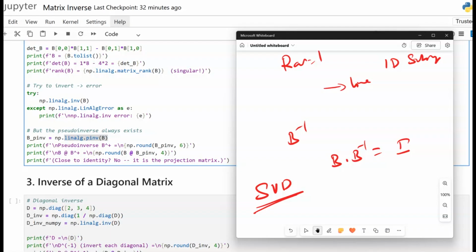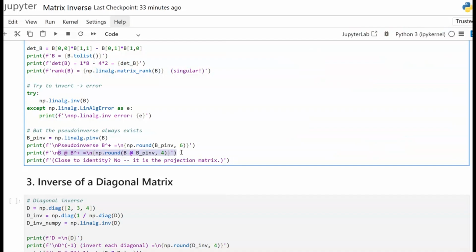Now, kindly observe, dear friends, for rank 1 we have our rank 1 matrix. Here, the pseudo inverse effectively inverts along the non-zero singular directions, so it ignores the null spaces. And the product of B and B plus is going to result in not the identity matrix.